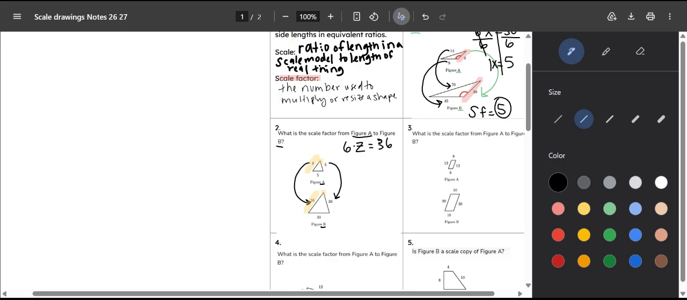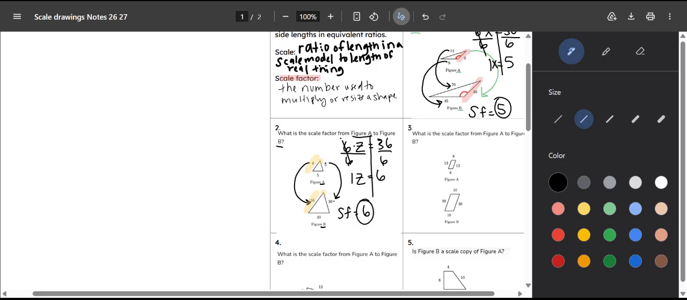Again, this is one where we may know our math facts. We may know what to multiply 6 by to get to 36, but just in case we don't, when it gets tougher, we set up that equation so we know how to get there. We're going to draw a line through our equal sign and do the opposite of multiplying by 6. Divide by 6, divide by 6. 6 divided by 6 is 1. So 1z is equal to 36 divided by 6, which is 6. We can double check it. Is 5 times 6 equal to 30? Yes. So we know that the scale factor is 6.